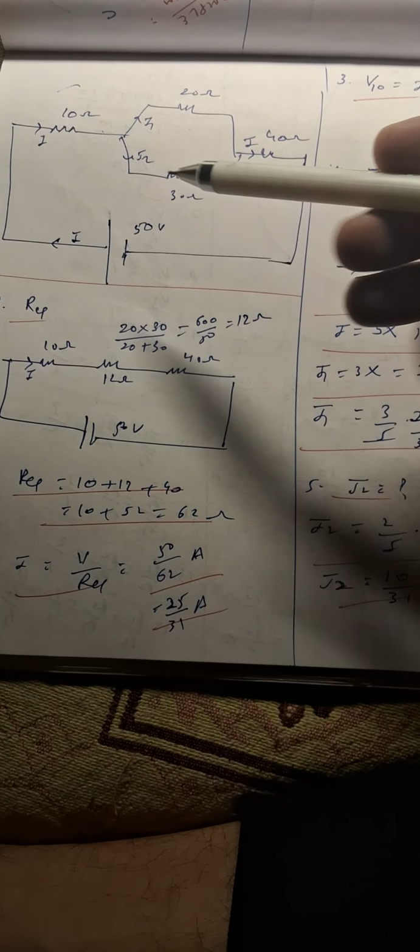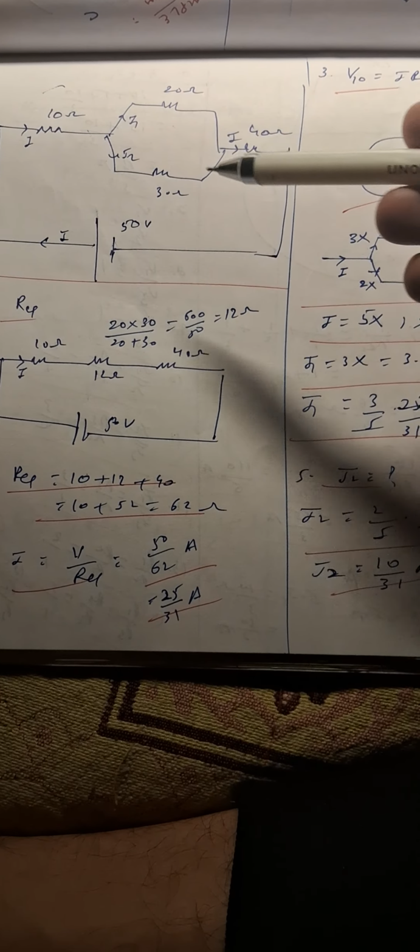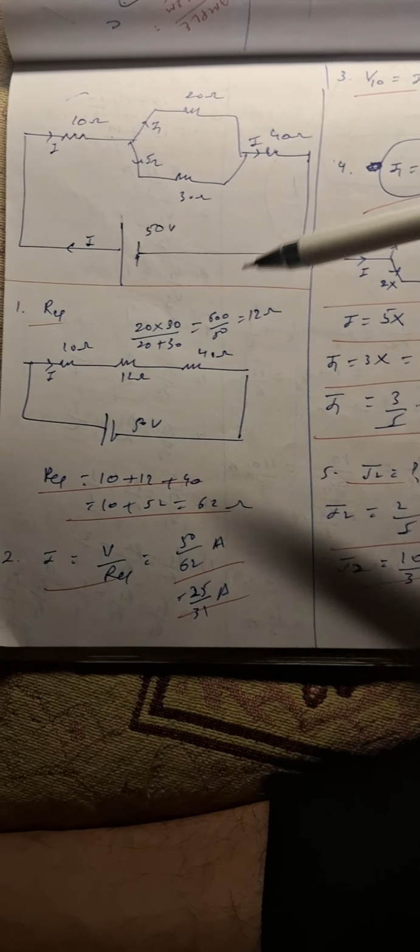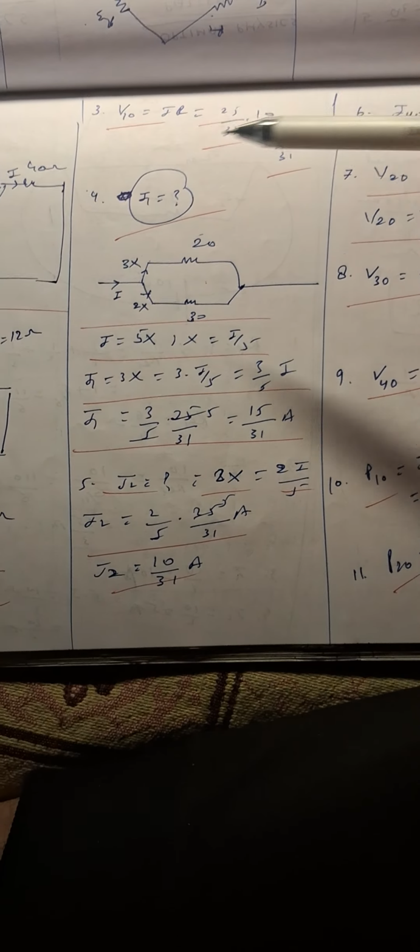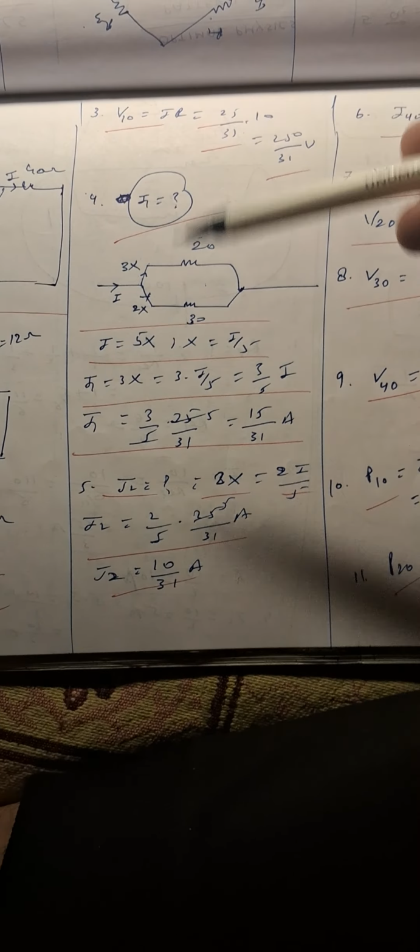Then a question based on combined series and parallel resistances, calculation of R equivalent, current in the circuit, voltage across various elements, current across various elements, then voltages and power across various elements.